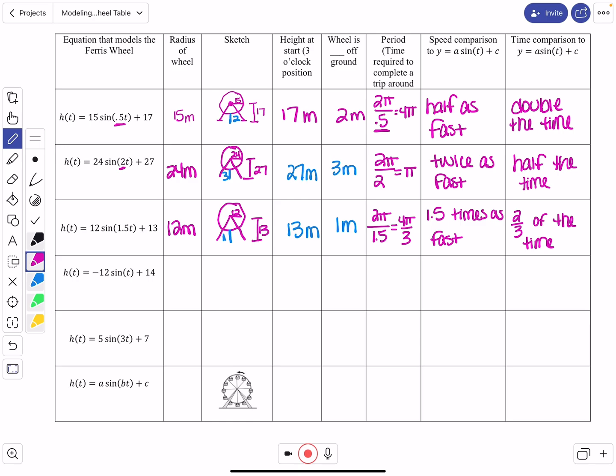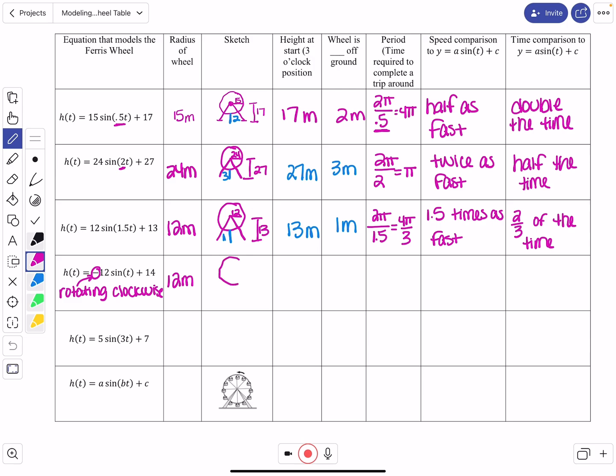Okay, so looking at this one, your radius, you've got to be careful on this one. Your radius is still 12. Your radius is not negative 12. Your radius is a distance. All this negative means, remember in the beginning we said that we were rotating counterclockwise. So what this negative means is that we are rotating clockwise. We just changed direction. So that's what the negative means. It just changes the direction of the rotation.